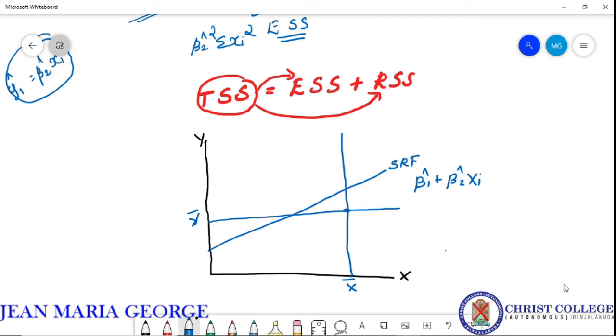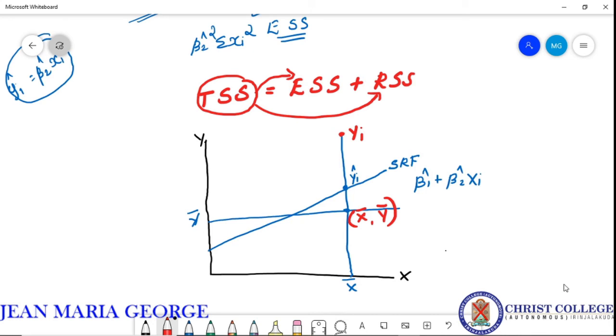Now this is the yi hat value, that is the estimated value yi hat. That is the point on the regression line, the estimated y value yi hat. Now this is the actual y value, and this is the point x bar, y bar, the mean value.